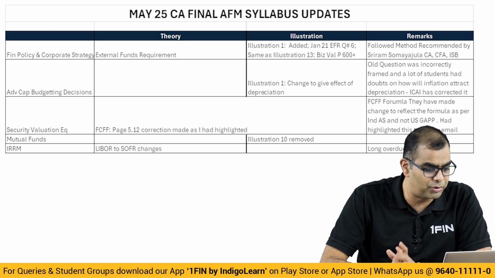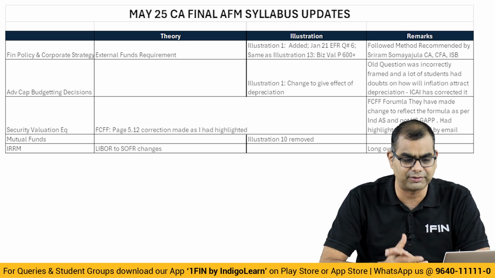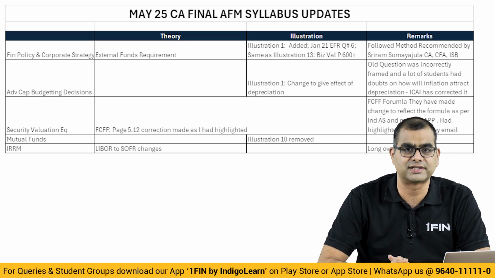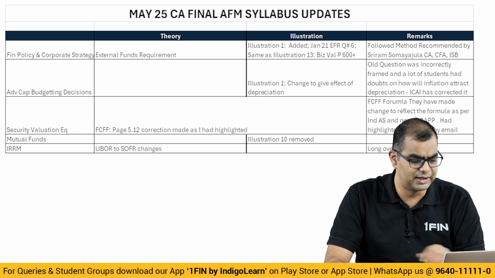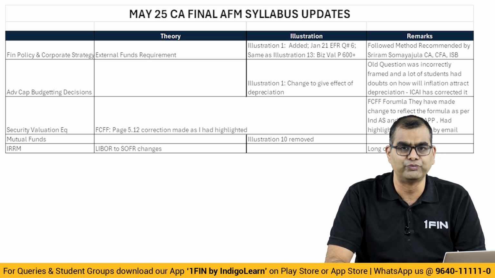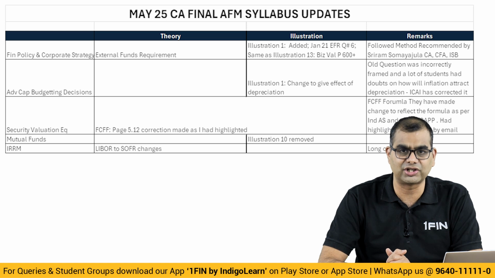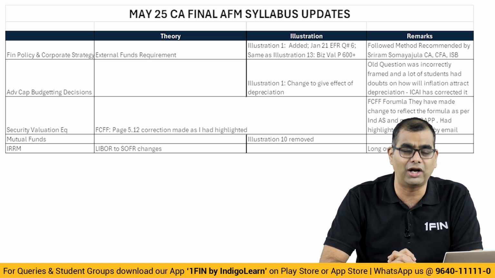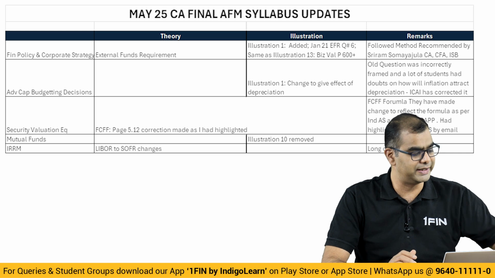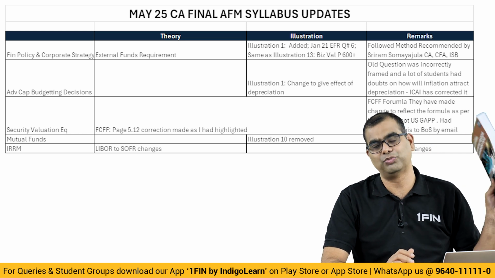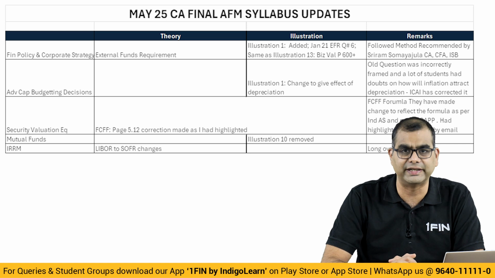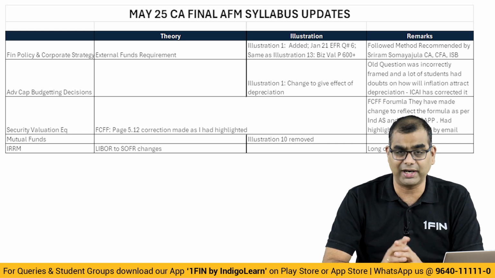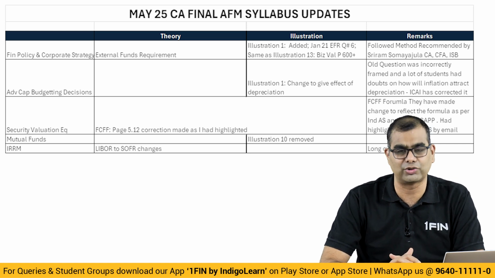See, in financial policy and corporate strategy, the first chapter, they have added a question on external funds requirement. This is the first illustration that they have added. I'll show that to you as well. Now, this particular illustration, illustration 1, we have actually solved in my book P600 plus. In the business valuation chapter I solved it, and it is illustration number 13 in that chapter. Same, and it's actually a question from the Jan 21 question paper.